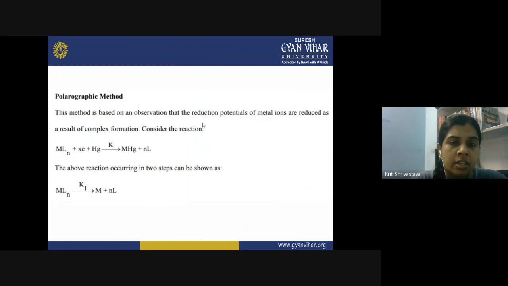And the reduction potential is what? So basically in polarography, this dropping mercury electrode behaves like a cathode, and all the reductions take place on the cathode, right? At what potential the reduction takes place makes a change in a polarogram, and that is how you identify a particular reaction. So the polarographic method is also very important when we are studying metal complexes.